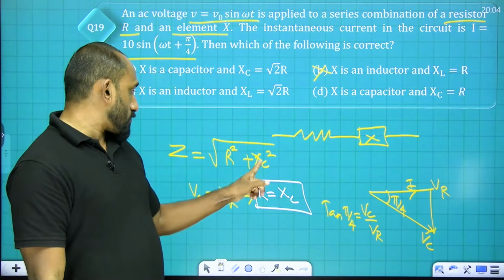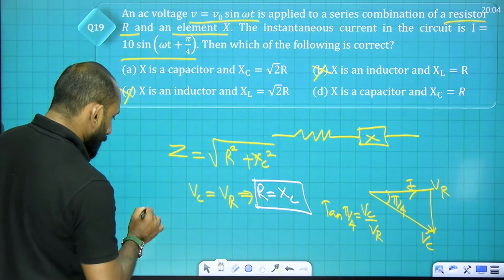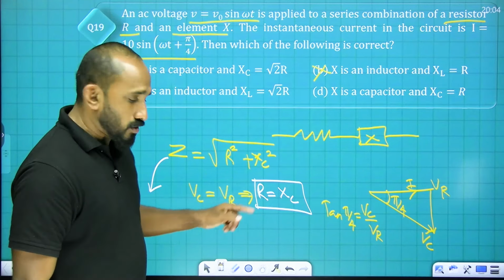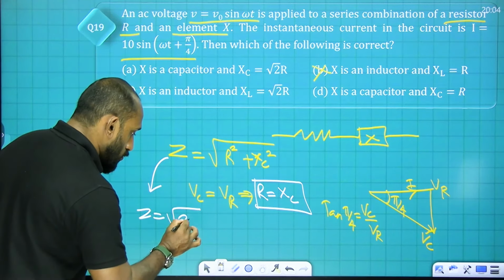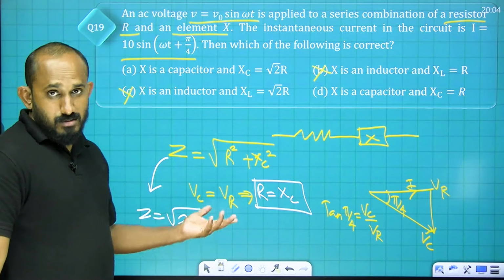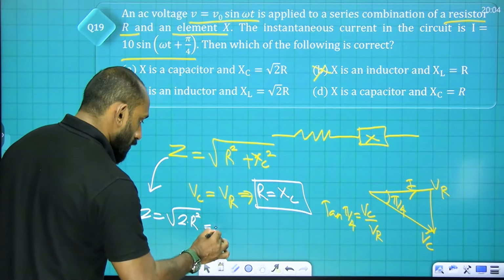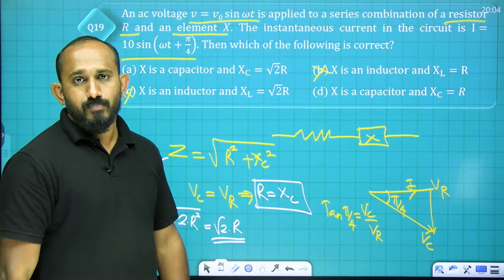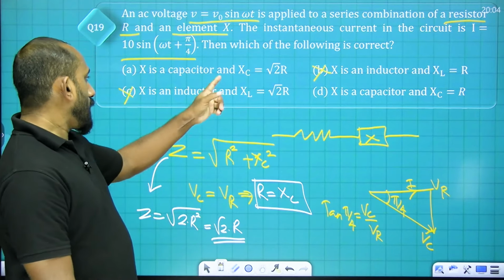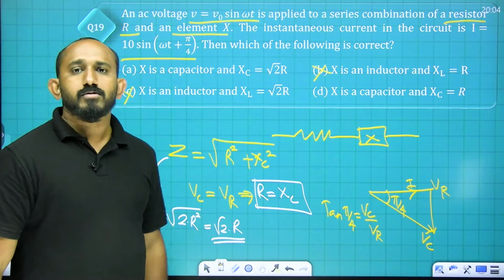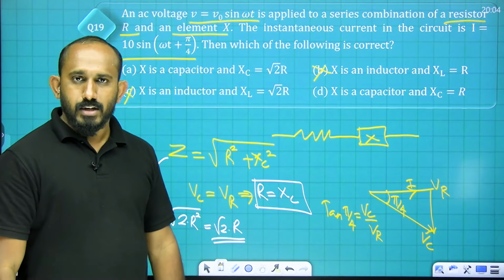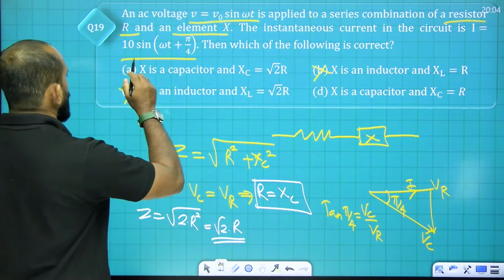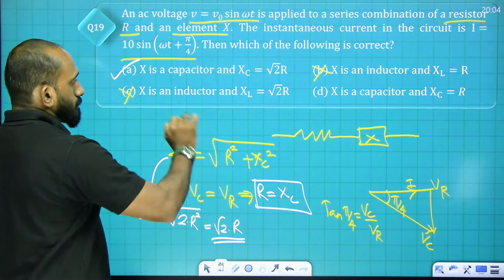Now if R is XC, you can say from this equation Z is equal to root of R square plus XC square. So that is root 2 into R square. Both are same, so root 2 times R will be the net impedance. Here XC is also root 2 times R. So the concept is, A is the correct answer.